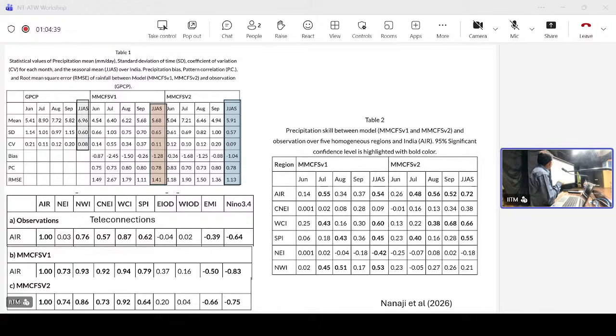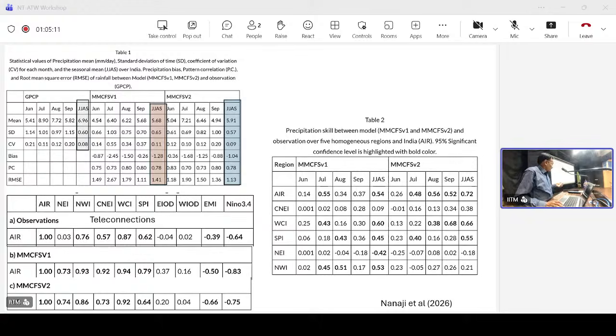If you look at different homogeneous regions, you also see that the monsoon simulation is quite good. The MMCFS version 2 JJAS mean, and the month-wise distribution, are also there. What you have to understand is that internal variability is also very well captured, not only for JJAS but for July and September. Somehow we miss the June variability, which is not captured very well by the models.